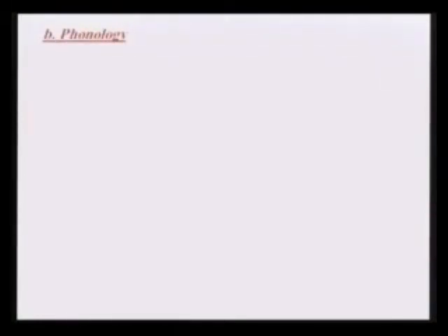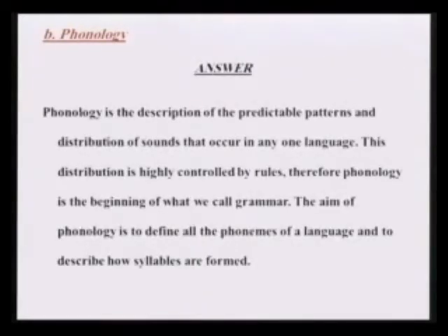Phonology. What is phonology? And what is the difference between phonology and phonetics? There is something called phonetics, and something called phonology. Phonology is the description of the predictable patterns and distribution of sounds that occur in any one language. This distribution is highly controlled by rules. So phonology is governed by rules. Therefore, phonology is the beginning of what we call grammar. So the beginning of rules is the beginning of grammar.